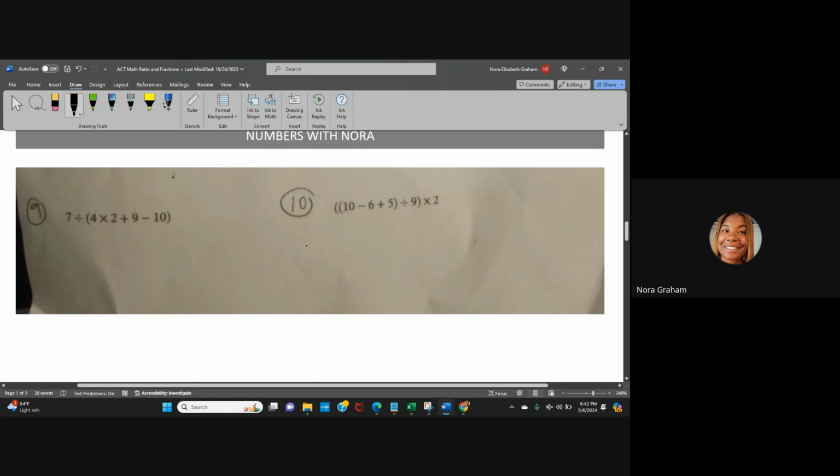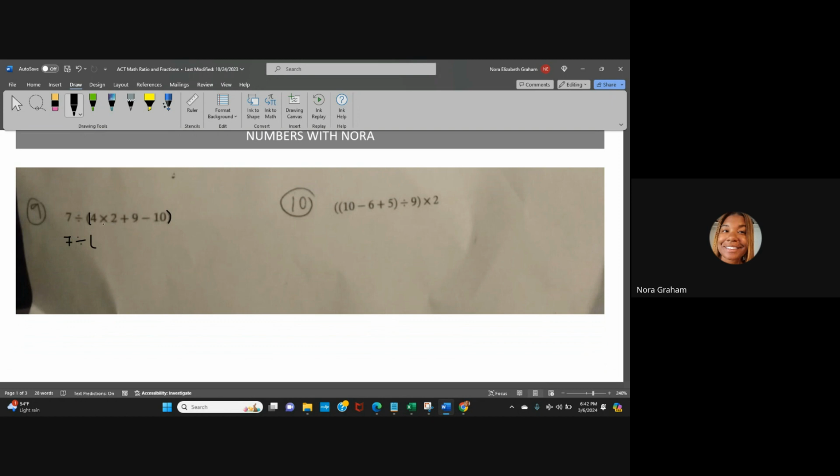Let's do it. So let's do 9. I have 7 divided by, in parentheses, 4 times 2 plus 9 minus 10. Again, as mathematicians, we want to deal with what's inside my parentheses first and show every step of our work. So I have 7 divided by, that's just going to come along for the ride while I deal with what's inside my parentheses.